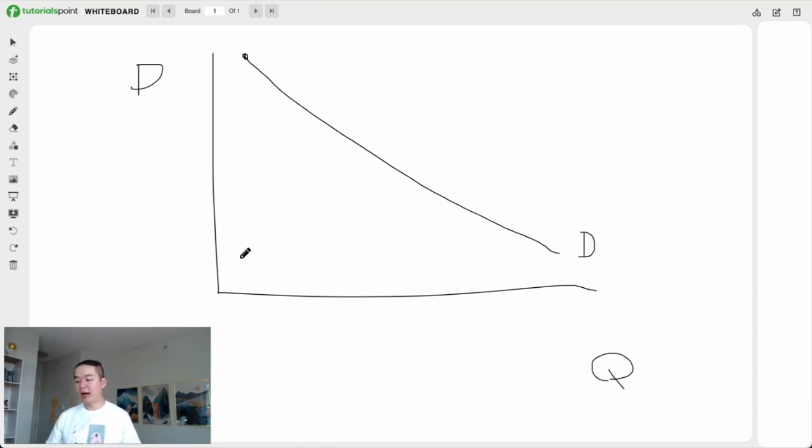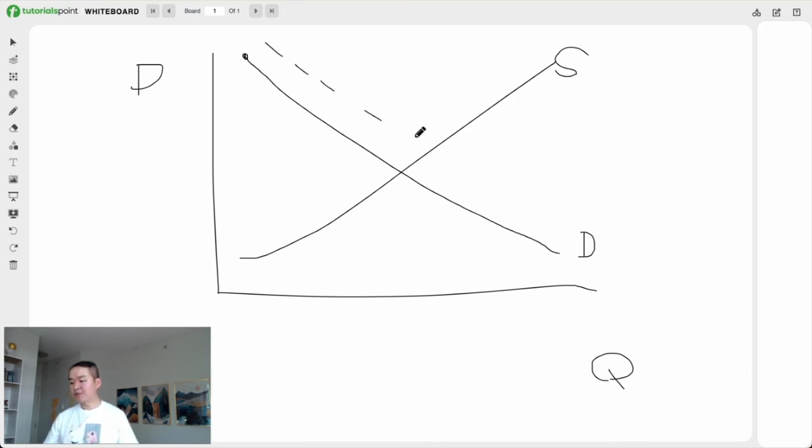And supply is the opposite. If the price is very high, they'll try to produce as much as possible. So that is S. If there is an increase in demand, which is shown with this dotted line, this intersection you see in the middle is an increase in price and also an increase in quantity. So that is Economics 101.